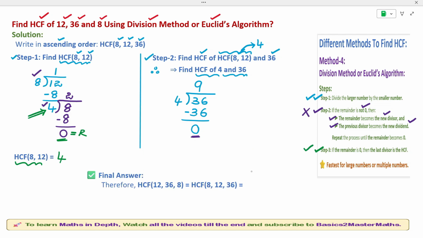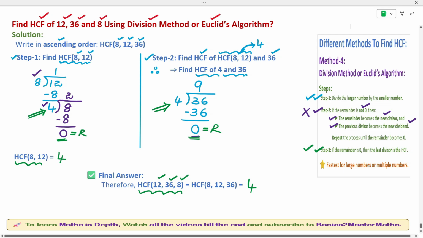Step 3. If the remainder is 0, then the last divisor is the HCF. Therefore, HCF of 12, 36 and 8 is 4. Got it?